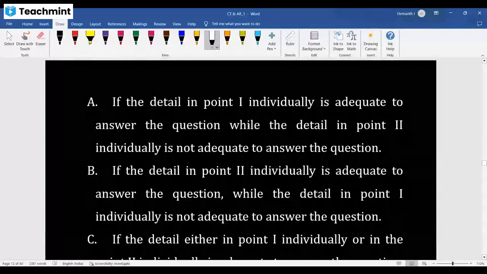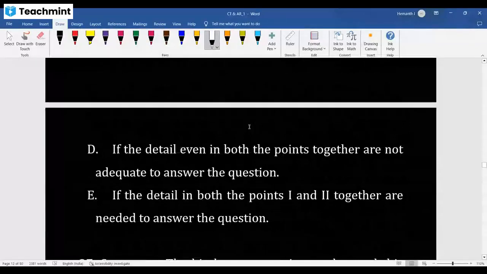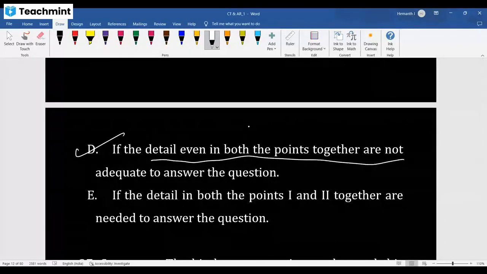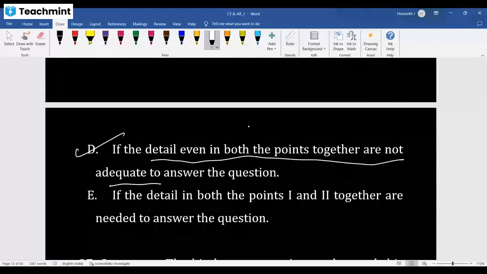Individually 1 and 2, no, either 1 or 2, no. Together are not adequate. Both the points together are not adequate to answer. I am not able to decide together also. Not adequate.